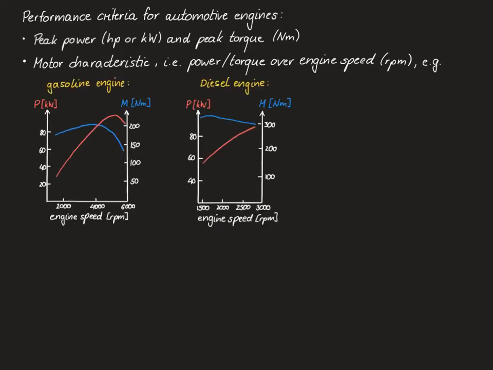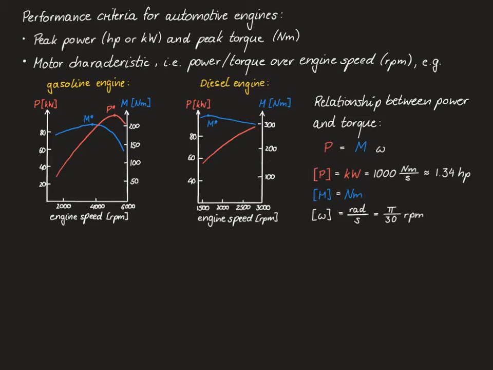Here we see two examples of motor characteristics for a fictitious gasoline engine and a fictitious diesel engine. For both engines, we see the respective power curve in red and the respective torque curve in blue, always plotted over the engine speed. The peak power of the gasoline engine is represented by the point P star, and it amounts to approximately 100 kilowatts, and the peak torques are given by the points M star for both engines. The peak power for the diesel engine is actually not visible from this diagram.